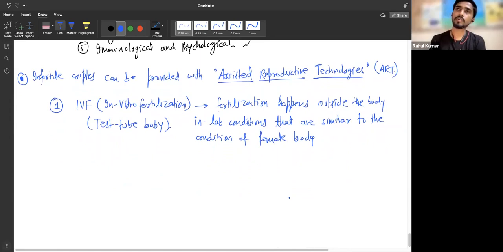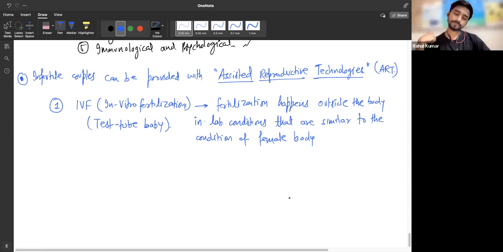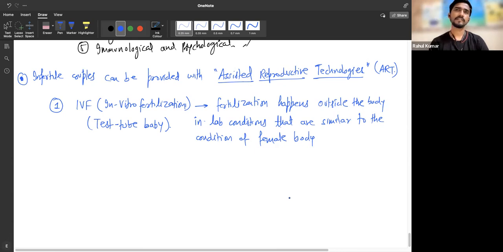So IVF will only ensure fertilization. When do we need to do IVF? When the sperm is not itself fertilizing with the ovum, then we can use this method. IVF is mostly done in cases where males are not able to produce enough sperms, or they are not able to produce healthy, viable sperms, or the sperms are very less in number, so they are not able to fertilize. So we take that sperm out and we fertilize it in vitro.